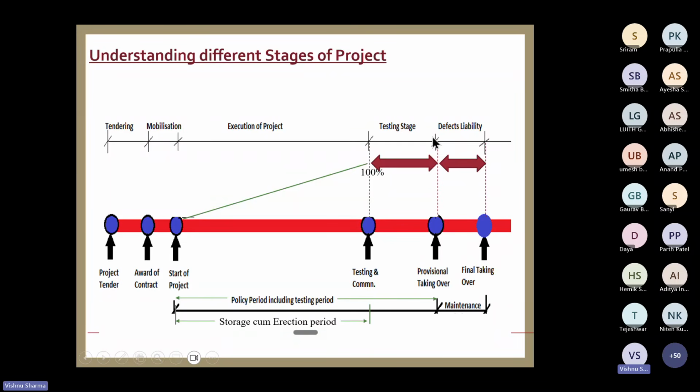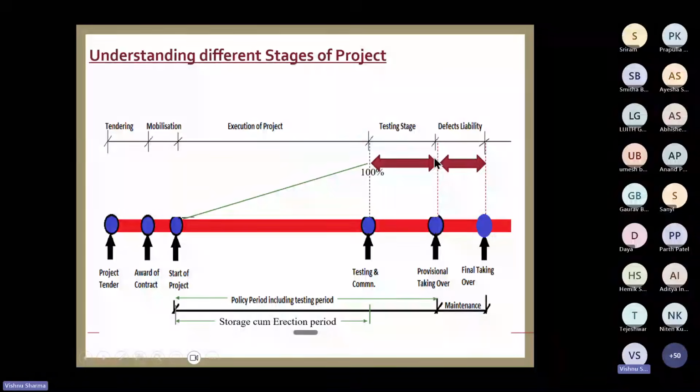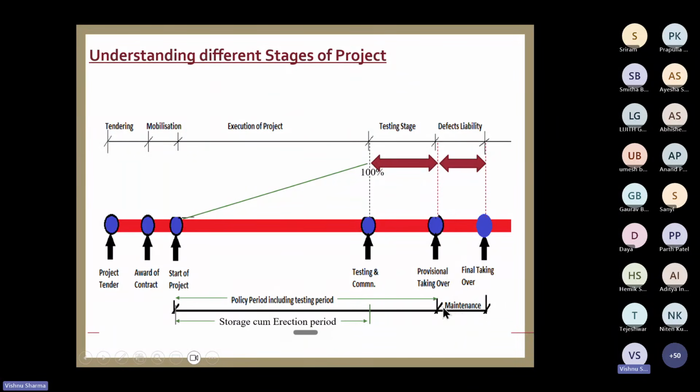Once it is handed over and your principal is satisfied about the completion of testing, then your defect liability period starts. Defect liability, or we call it maintenance period also. I'll explain this maintenance also. There are two types of maintenance, limited maintenance and extended maintenance. I'll cover that also. So the defect liability period starts from this.